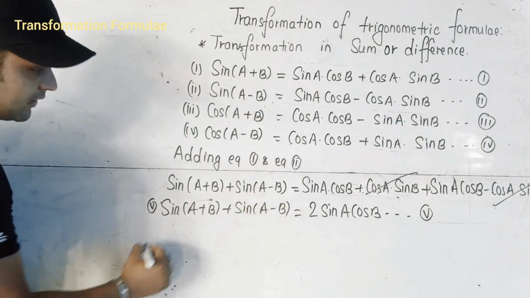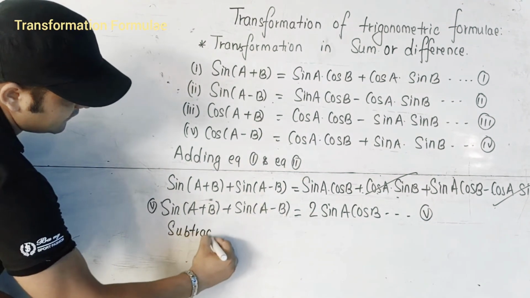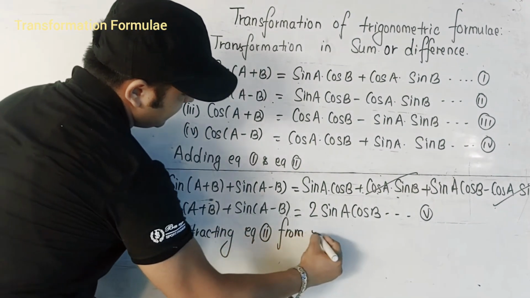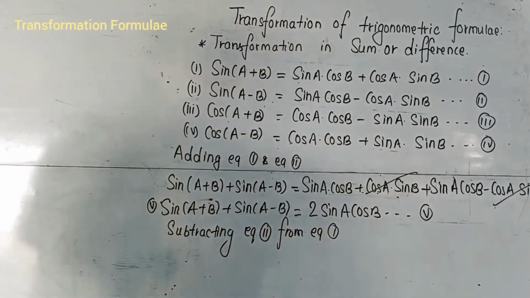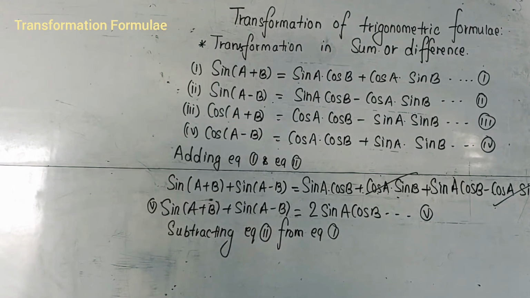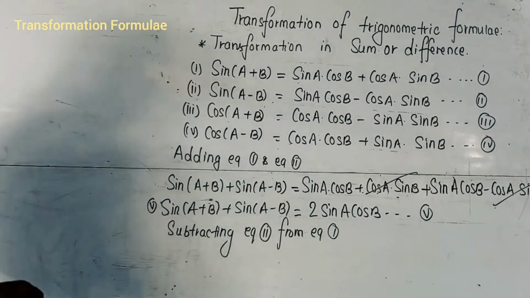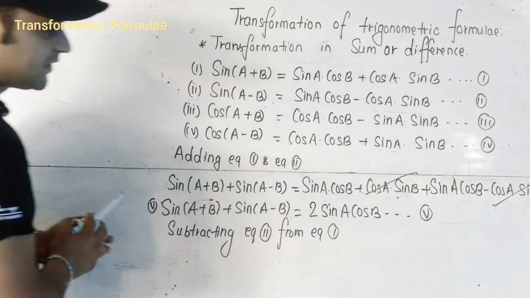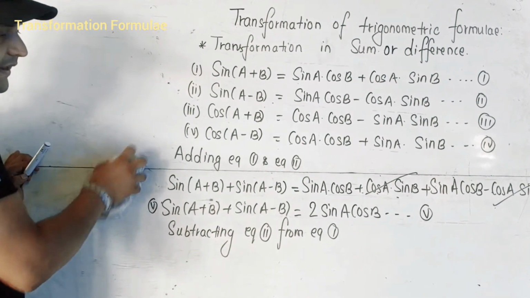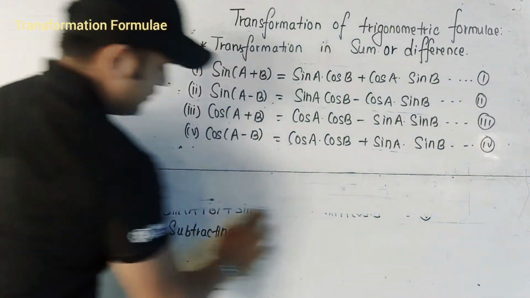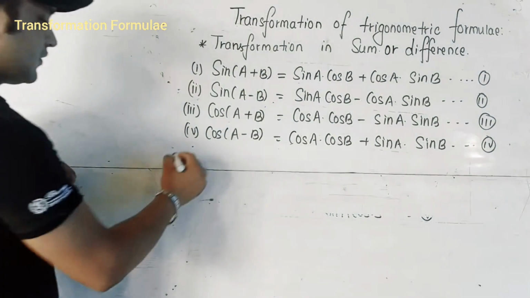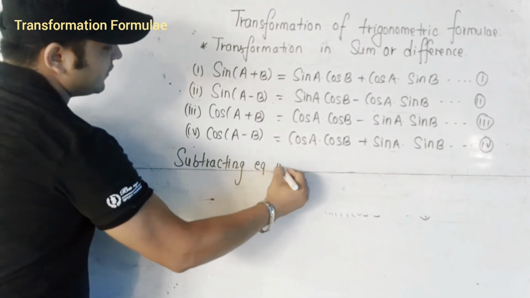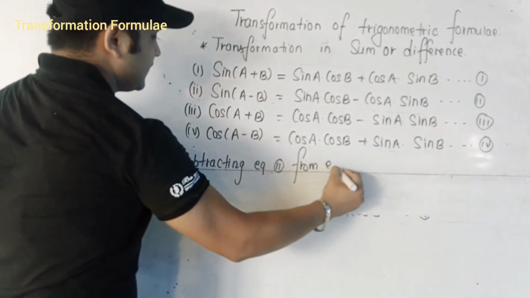Now let us subtract equation 2 from equation 1. Let us see what we get by subtracting. Now this is one of the formula which you need to copy. We have sine a plus b plus sine a minus b is 2 sine a cos b. We got this by adding equation 1 and 2. Now let us subtract equation 2 from equation 1.